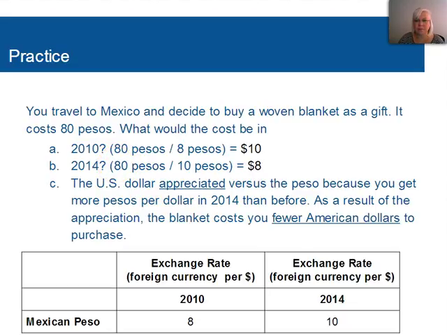purchase. Keep in mind that here we're showing that the dollar appreciated versus the pesos because you're receiving more pesos per dollar. And because you're getting more pesos per dollar, the appreciated dollar is allowing you to pay less American money for the Mexican products.